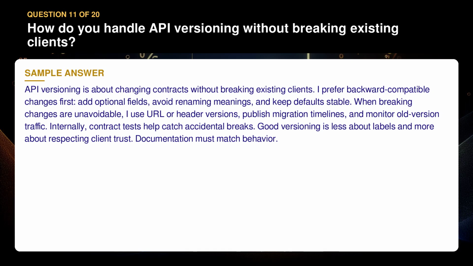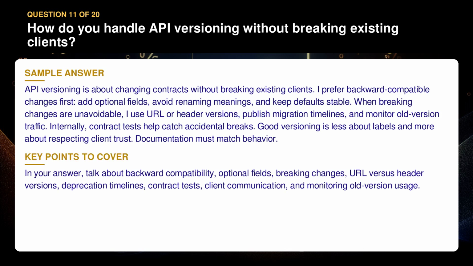Internally, contract tests help catch accidental breaks. Good versioning is less about labels and more about respecting client trust. Documentation must match behavior. In your answer, talk about backward compatibility, optional fields, breaking changes, URL versus header versions, deprecation timelines, contract tests, client communication, and monitoring old version usage.